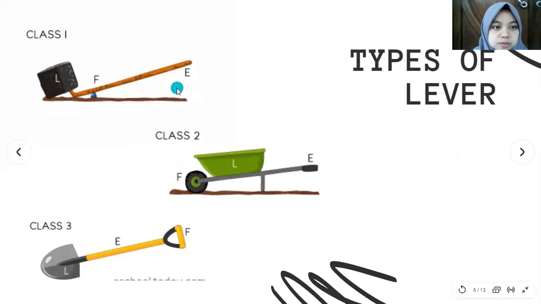There are three types of lever. For the first class, the fulcrum is in the middle. Then the second class, the fulcrum is at the end of the beam, near to the load. And the last, the third class, the fulcrum is in the effort end.